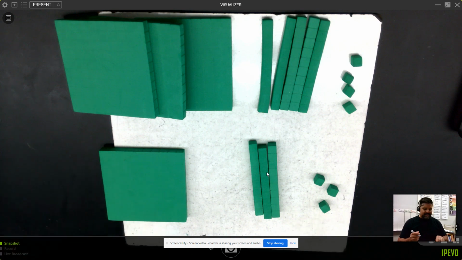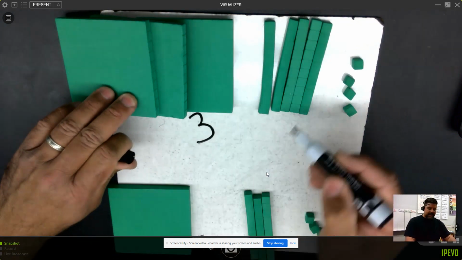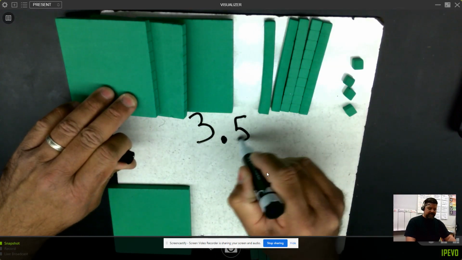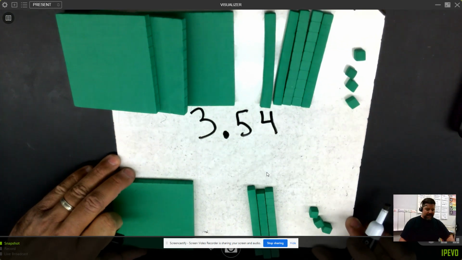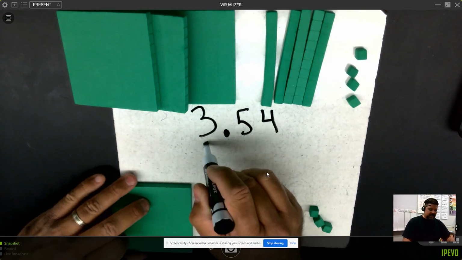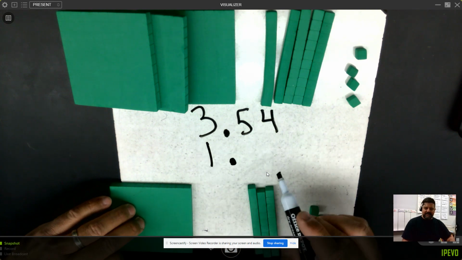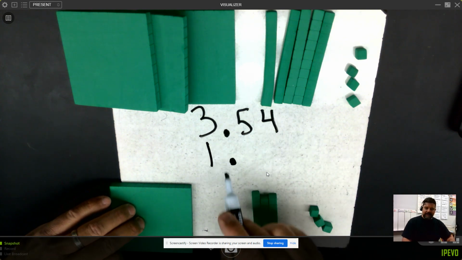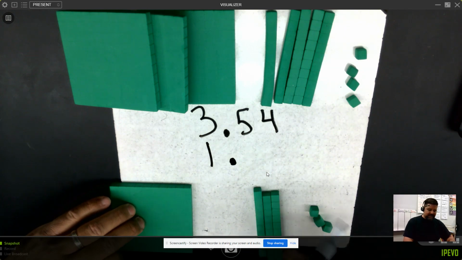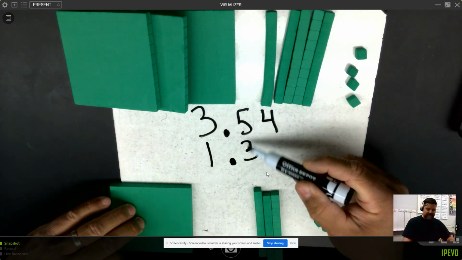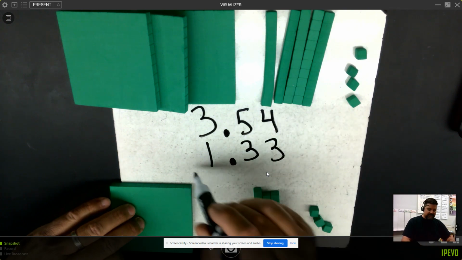Let's go ahead and write this as an algorithm. I would model 3 and 54 hundredths like this. And in order to combine my like terms, I would add ones with ones. I need to use my decimal to separate the ones from the decimal values. And by lining up my decimals, I'm also lining up my place values. 3 tenths will line up with 5 tenths, and 3 hundredths will line up with 4 hundredths.